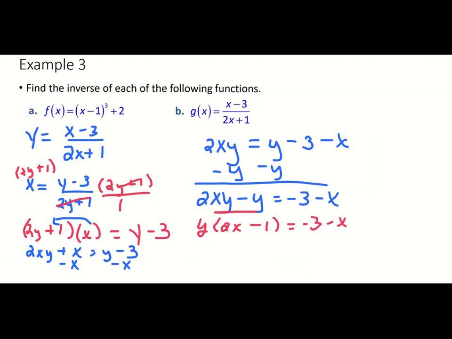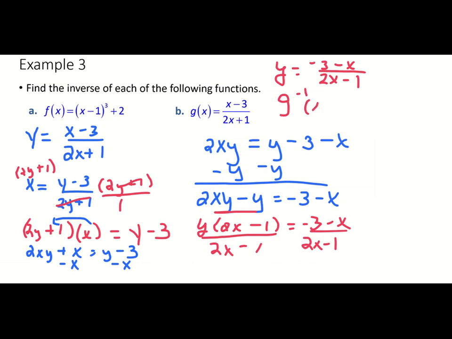because notice if I pull a y out of both of those, equals negative 3 minus x. And now to get y by itself, it's y times 2x minus 1. So I'm going to divide both sides by 2x minus 1. And when I do that, it's going to give me y is equal to negative 3 minus x over 2x minus 1. Or, if I make it an inverse function, we'll do g of negative 1 of x is equal to negative 3 minus x over 2x minus 1. And that would be the inverse of our second function here.